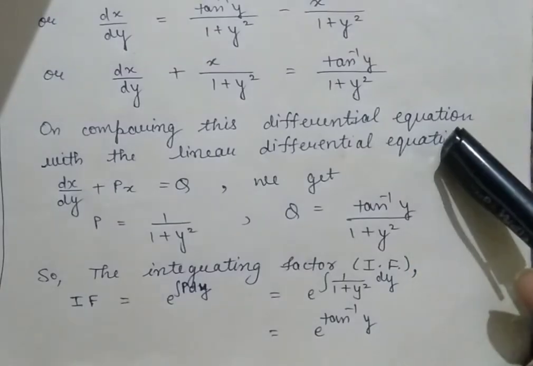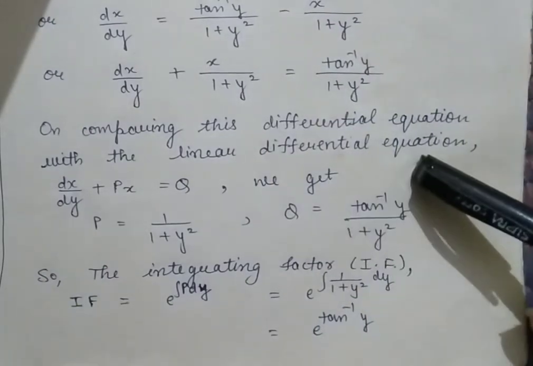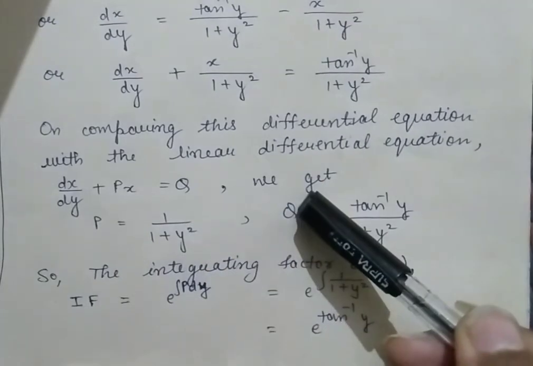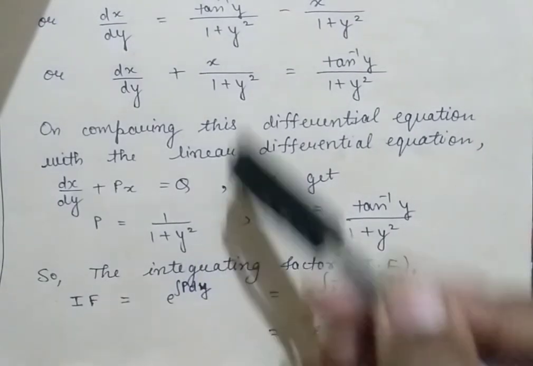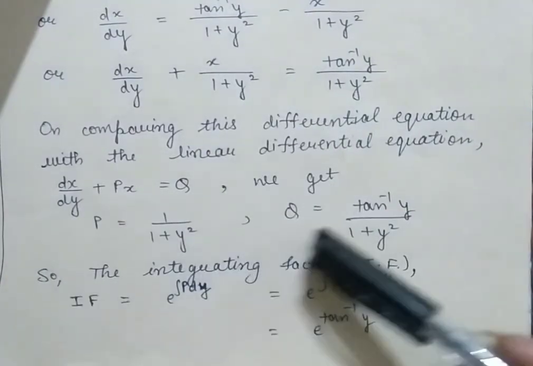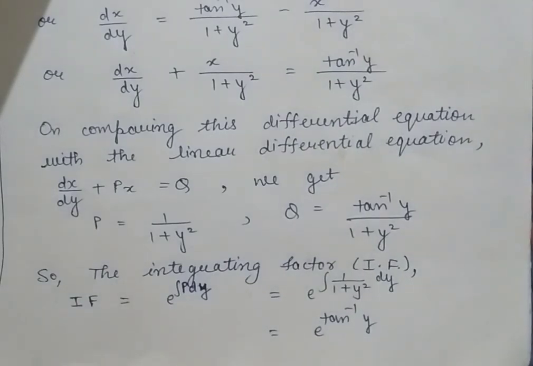On comparing this equation with the linear differential equation dx by dy plus px equal to q, what do we get? Our p is 1 upon 1 plus y square, with x separate, and q is tan inverse y by 1 plus y square, and I need p and q to be functions of y only or constant, so they are functions of y only.